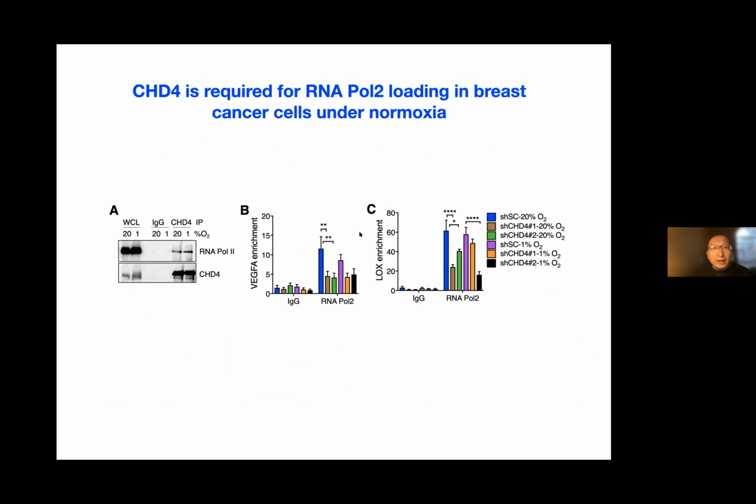Then we analyzed CHD4 and the RNA-Pol II. We found CHD4 can physically interact with RNA-Pol II, and this interaction was independent of oxygen tension. Then by chromatin immunoprecipitation, we saw knockdown of CHD4 can reduce RNA-Pol II binding to these HIF target genes, suggesting CHD4 is required for RNA-Pol II loading on the HIF target genes.